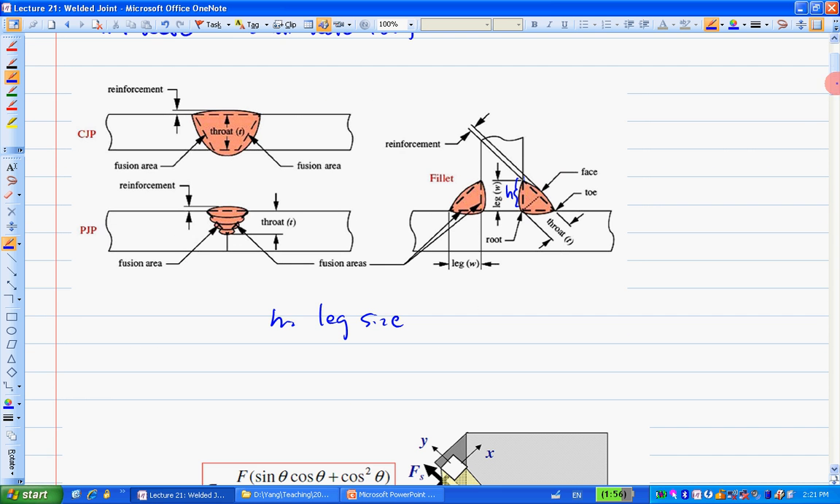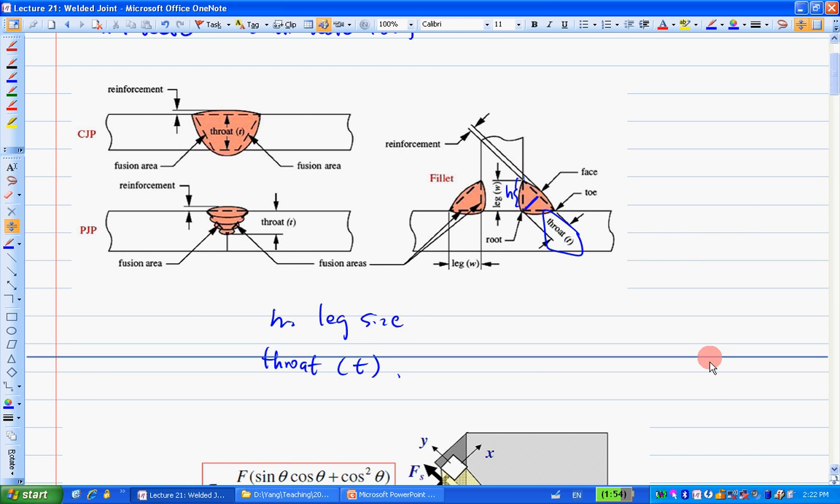The other important parameter is the so-called throat. The throat is basically the perpendicular distance between the two dashed lines. For this fillet weld, the throat refers to the distance from this point to here at a 45 degree angle. So this is the throat, T. You have a throat T, and you have the H leg size.